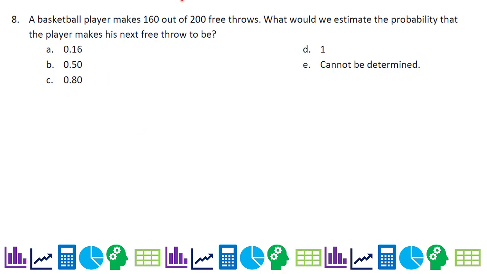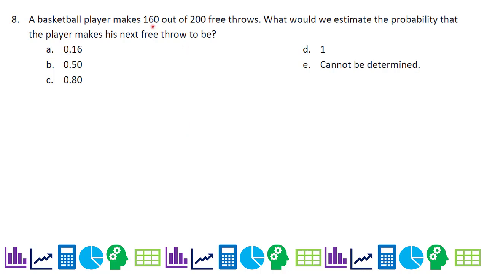A basketball player makes 160 out of 200 free throws. What would we estimate the probability the player makes his next free throw to be? By the law of large numbers, as you have a lot of trials, you can say this is probably a good estimate of the actual probability. So we have some data here to use. And notice it says estimate. It doesn't mean this is going to be the actual probability.